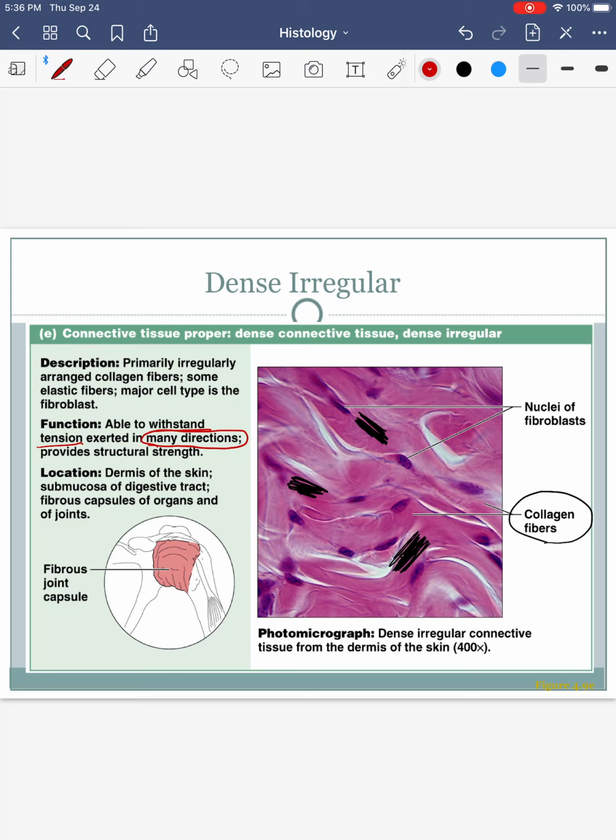So no matter, let's say that I pull on this tissue this way. Well, there's a collagen fiber aligned in that direction to give me some strength. But I could also pull on the tissue this way because there are collagen fibers aligned in that direction. So it's not as strong overall as dense irregular, but its benefit is that it can withstand stress from many directions. One example of this is the dermis of the skin.